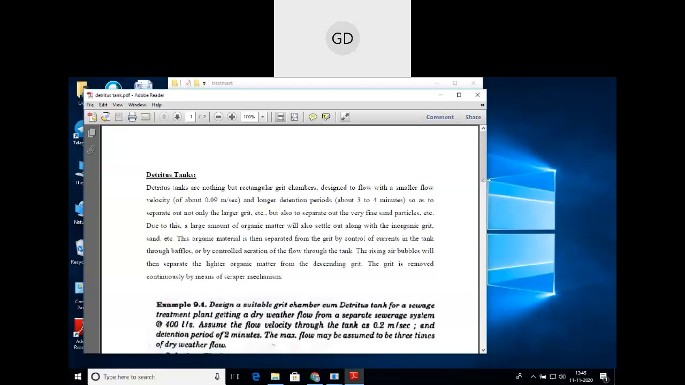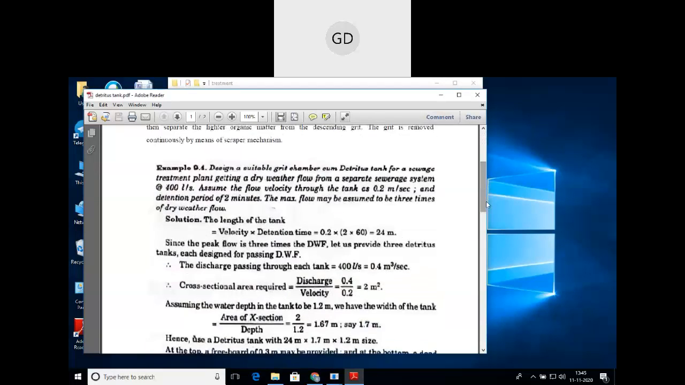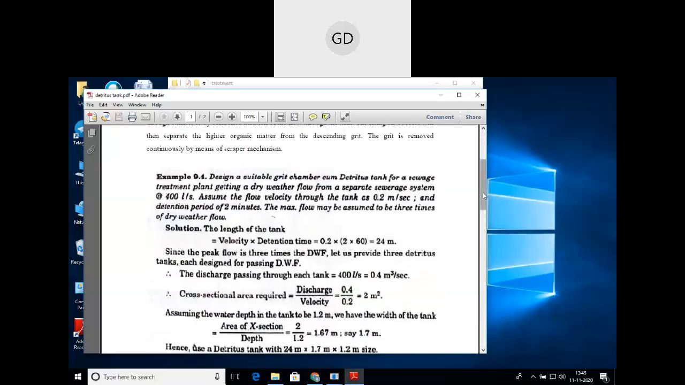we will do a numerical related to the detritus tank. So this is the question: design a suitable grit chamber cum detritus tank for a sewage treatment plant getting a dry weather flow, which we have already discussed while learning water engineering, from a separate sewer system at 400 liter per second. So what is the discharge given? It is 400 liter per second. The flow velocity is given as 0.2 meter per second.